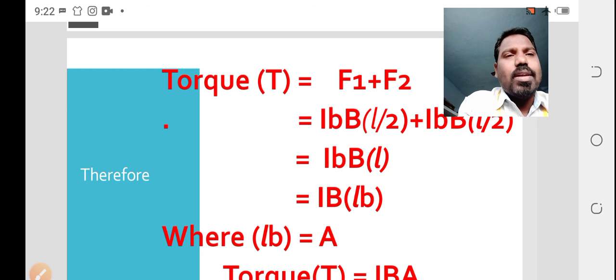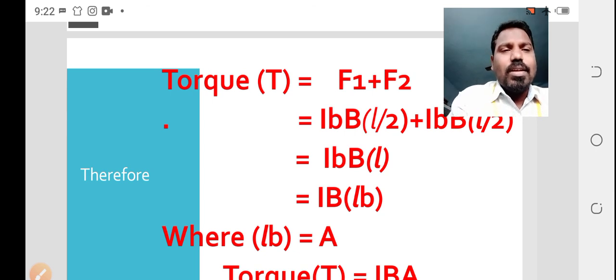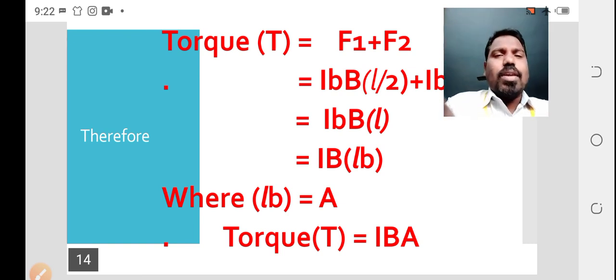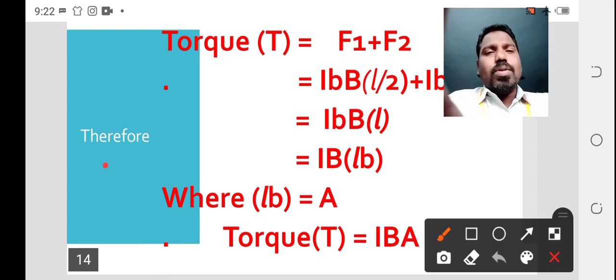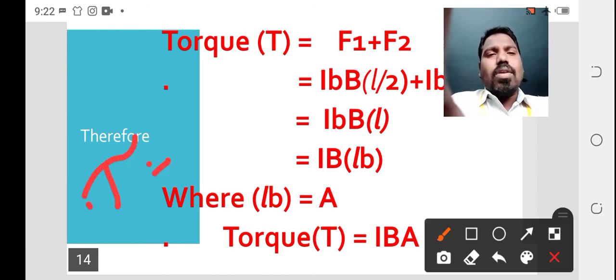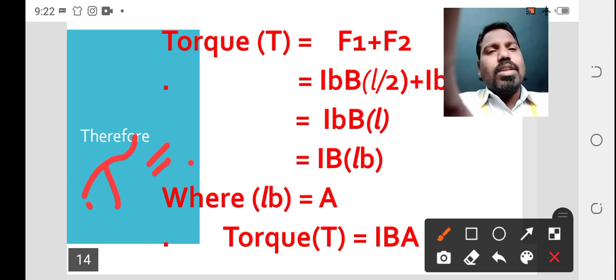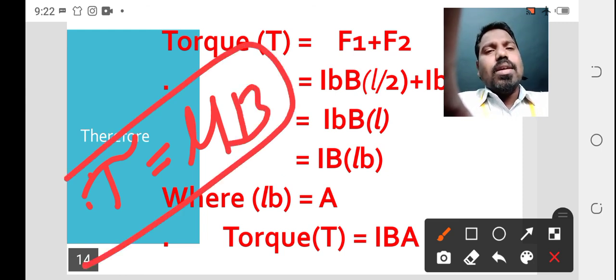Torque tau, that is not T, that is torque tau equal to F1 plus F2, which will be IB of Lb. But here again I am taking an assumption that Lb, length and breadth, will be equal to A. Therefore, torque tau equals IBA. What is that? Torque tau equals IBA. We can also write tau equal to, where IA, from the previous slide, is mu. So now torque can be considered as mu B.